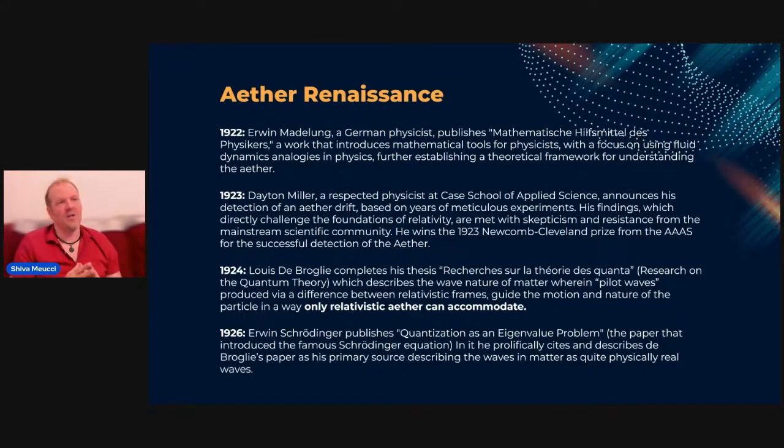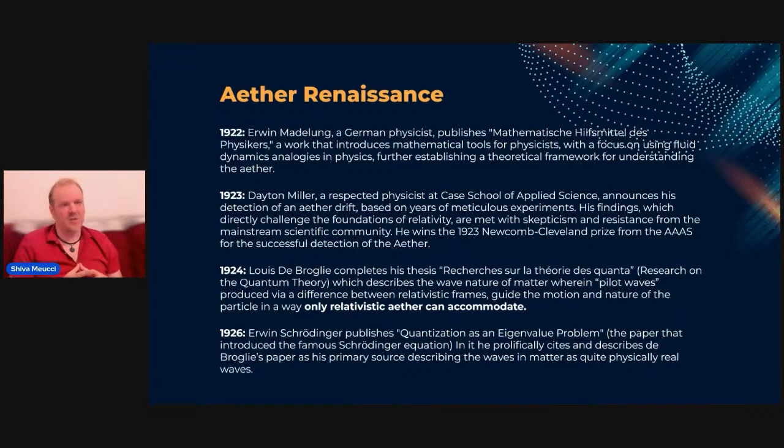In 1924, Louis de Broglie completes his research on the quantum theory, which describes the wave nature of matter, wherein pilot waves produced via a difference between relativistic frames guide the motion and nature of a particle in a way only relativistic ether can accommodate. You need to read that paper, and you will recognize there's a difference between the frames that requires a preferred frame of reference, which is what Einstein eventually calls the Machian frame, or gravitationally defined frame. There's a wide variety of ways in which he speaks about the ether as a preferred frame, and general relativity is a preferred frame theory.